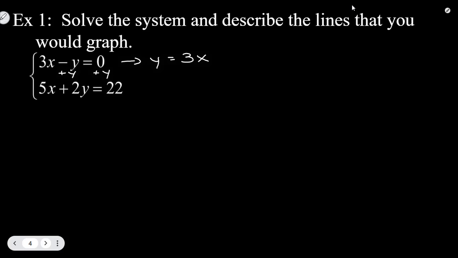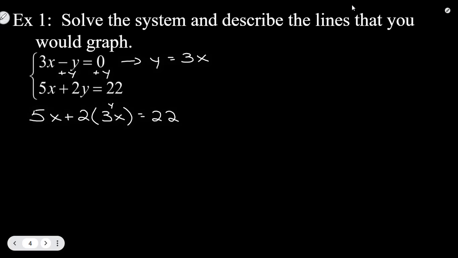So we go to the other equation, 5x plus 2 times y equals 22. We make our substitution and we replace the y with 3x because they are equal to each other. And in math, to make that substitution, they have to be equal. It's like if you go to a change machine and you put in your dollar and it gives you 4 quarters. That's okay because that's equal. They're equal values.